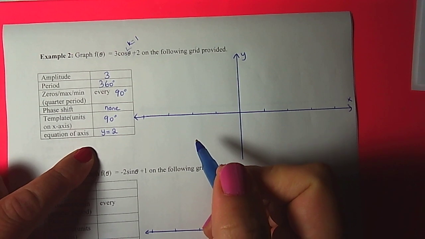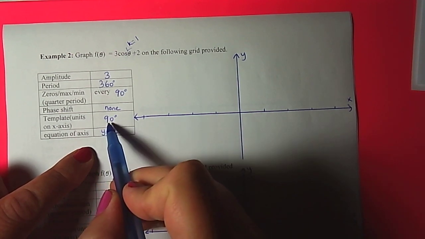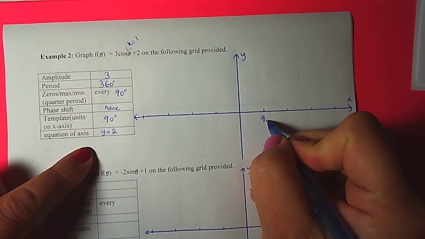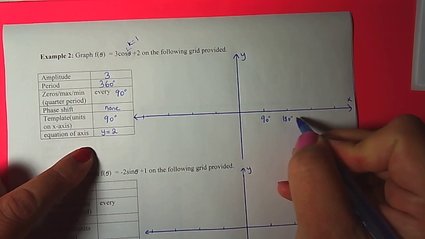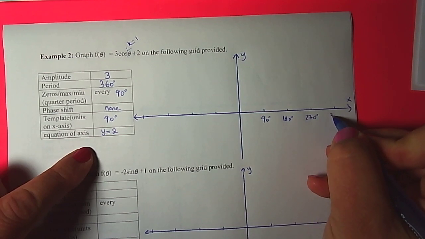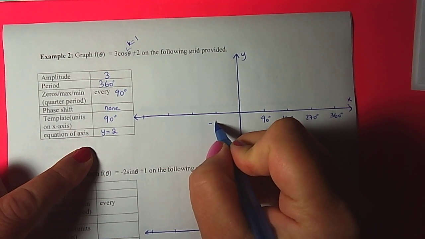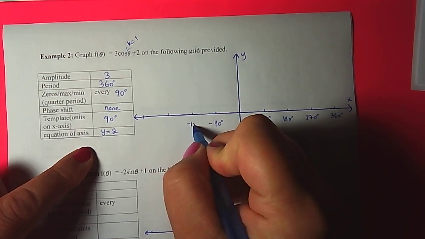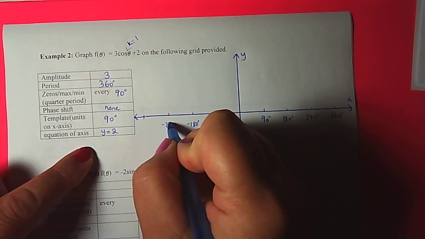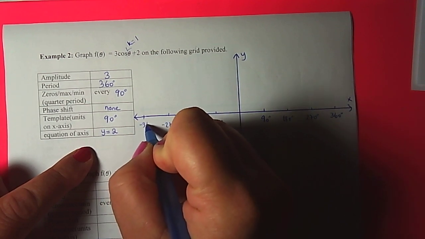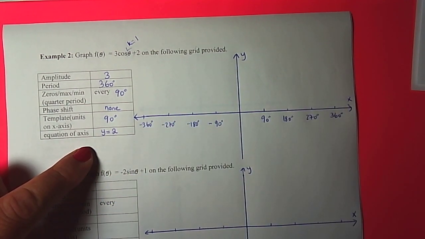Okay, so if we follow the steps, first scale your x-axis. So we go by 90 degrees in this case. So 90, 180, 270, 360. On the negative side, negative 90, negative 180, negative 270, negative 360 degrees.